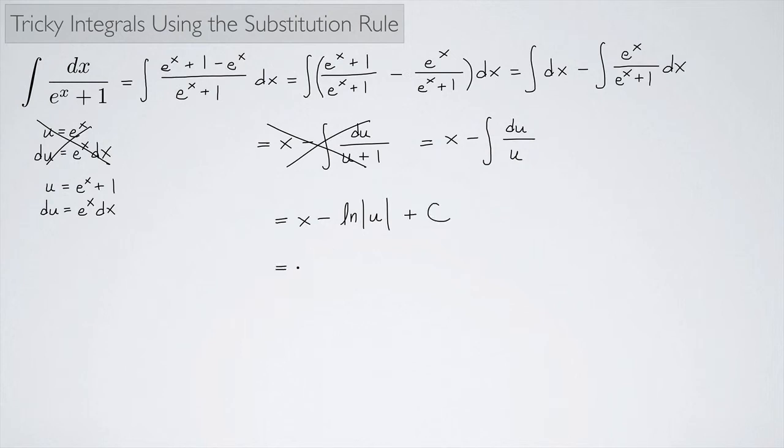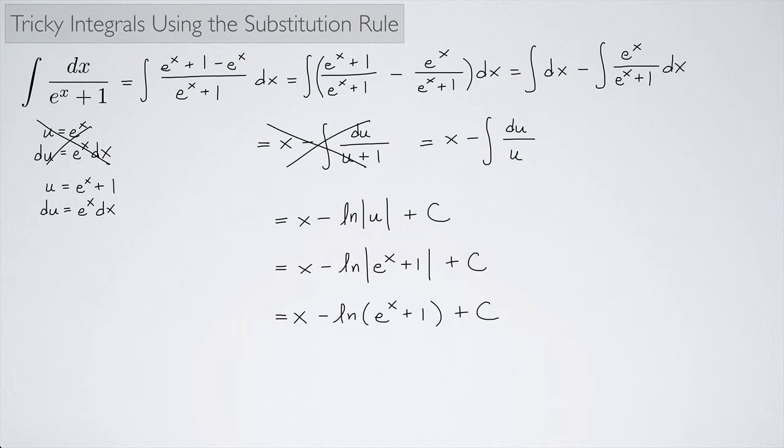And of course I don't want to have it in terms of u, I want to have it in terms of x. So u is e to the x plus 1, and then I have my constant. And e to the x plus 1 actually is always going to be a positive number, so I really don't need the absolute value sign here. I can just rewrite this as the natural log of e to the x plus 1 without the absolute values. And that's my final answer.